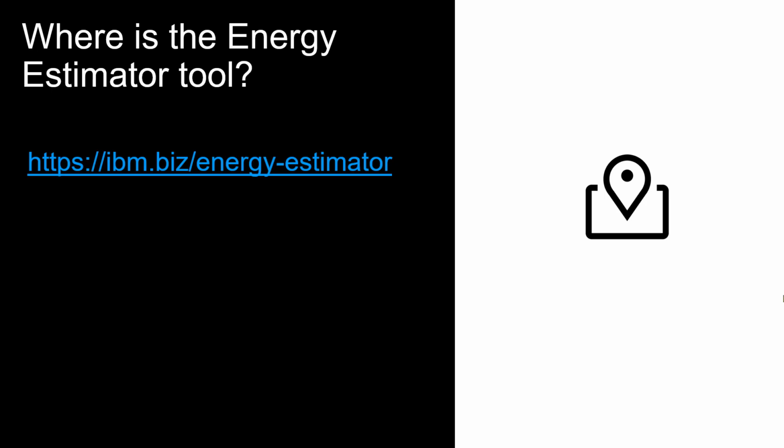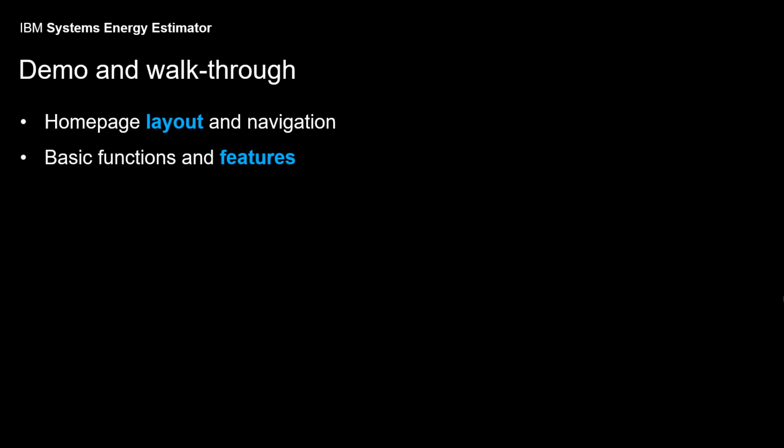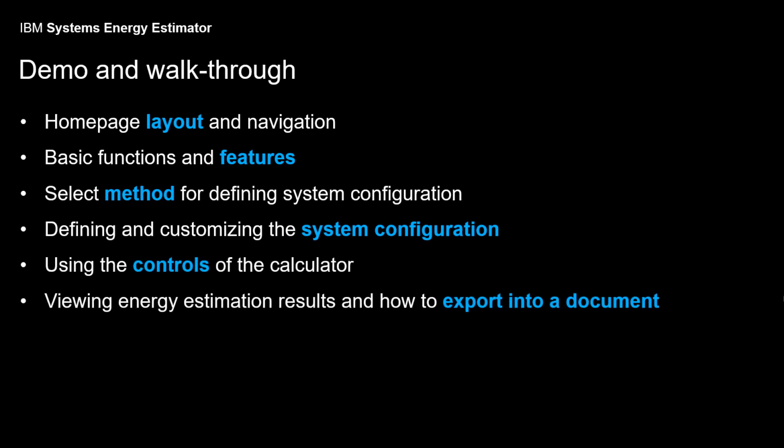Now that you're familiar with the concepts of energy estimation for IBM Power Systems, let's take a closer look at the Systems Energy Estimator tool from a user's perspective. I'll walk you through the layout and navigation options, and then I'll cover the basic functions and features of the tool, including defining system configurations and using the controls of the calculator. You'll also learn how to view and export the estimation results of the tool, and finally, I'll show you how to reach the tool administrators for support and guidance.